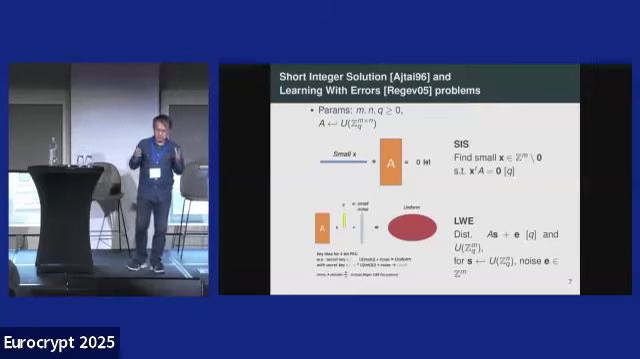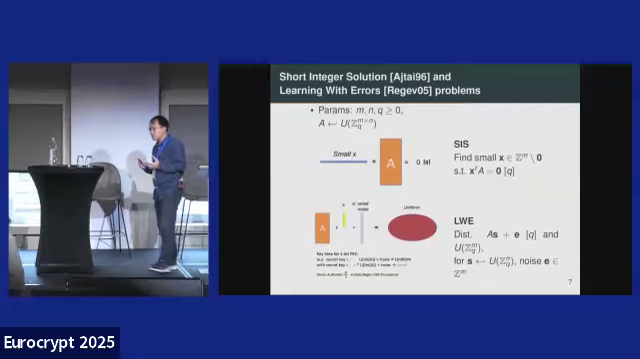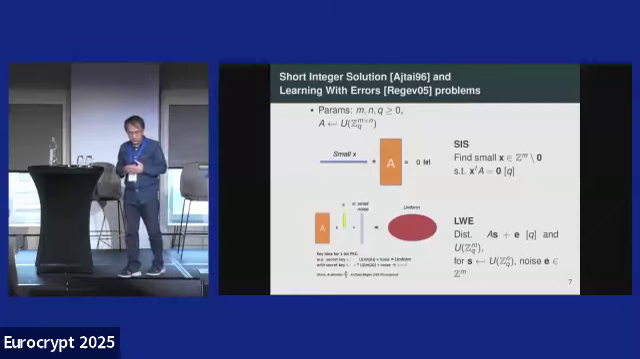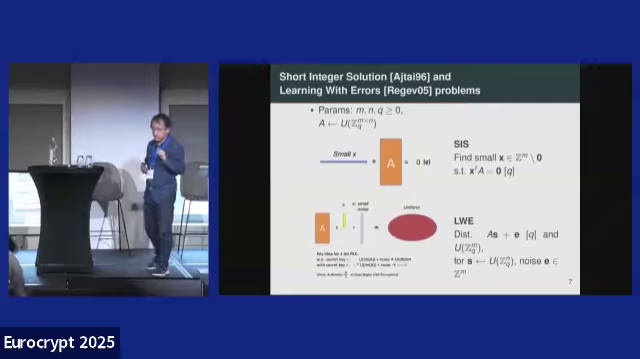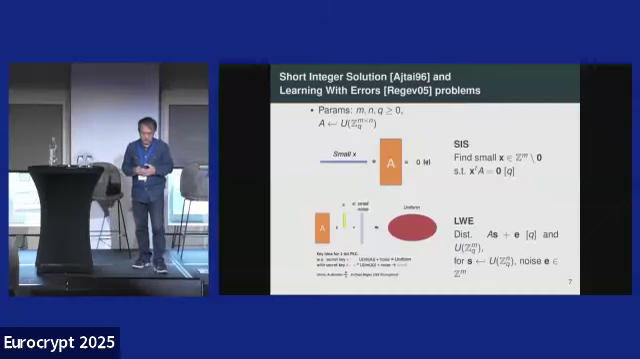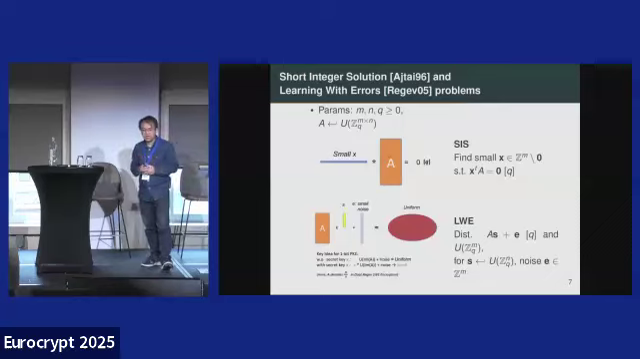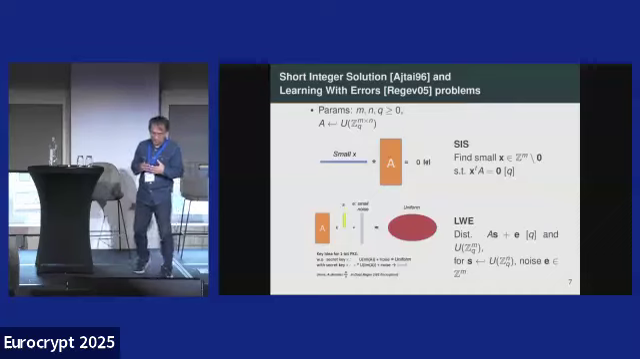So the SIS assumption essentially assumes that given a random matrix A with appropriate parameters, it is hard to find a short vector x such that Ax equals 0. And LWE is a decisional version of SIS, and essentially says that if you take a uniform sample from the image of A, plus noise, it looks indistinguishable from the uniform distribution.